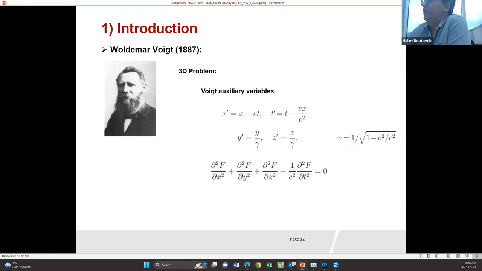In 3D, he also wants to write his convective wave equation in the form of a classical wave equation for no motion. And he can do that if he introduces these auxiliary variables. These variables are just a change of variables. And we have this factor here, gamma, which we find in these two parameters, y prime and z prime.